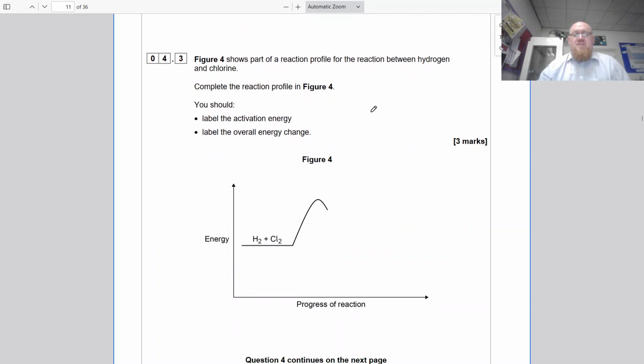And what it's asked us to do is to complete the reaction profile. So it's already told us that this is an exothermic change. So what I'm going to do is make sure that where I extend this line, it goes below the level of the reactants. And we're going to put some products in here. What I'm going to do is use the reaction above, and I can see that I make 2 HCl. It then asks us to label the activation energy and then to label the overall energy change.